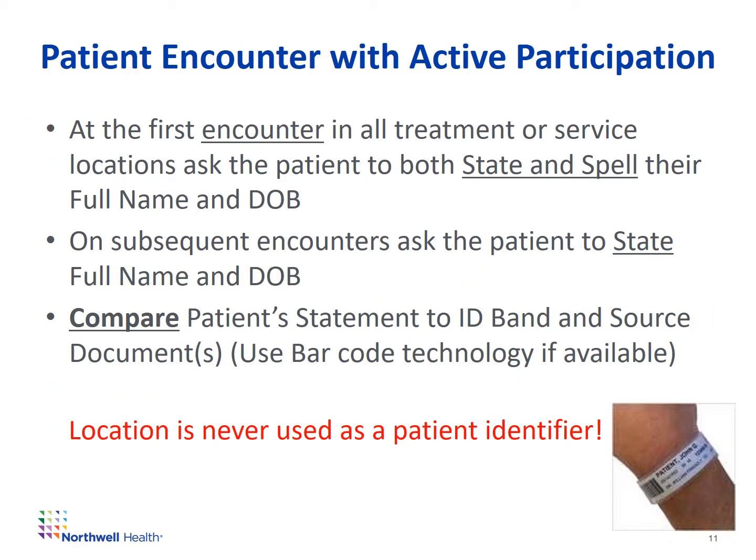Patient encounter with active participation. For identifying patient at the first encounter in all treatment or service locations, ask the patient to both state and spell their full name and date of birth. On subsequent encounters, ask the patient to state full name and date of birth. Compare patient statement to the ID and source document or barcode technology if available.